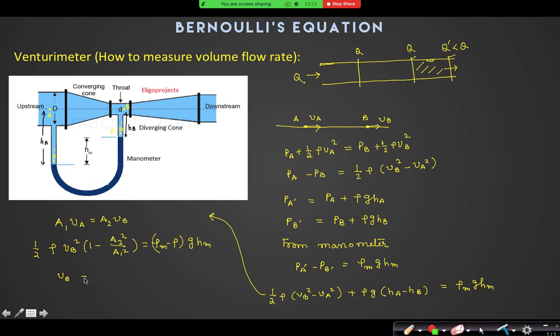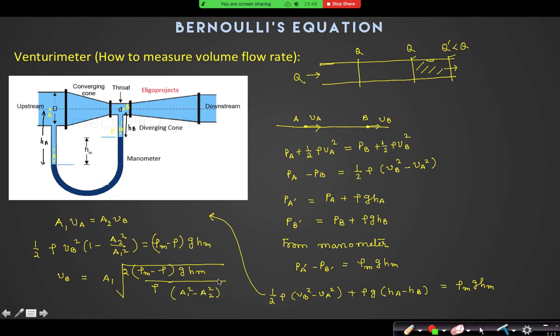So VB is equal to 2 rho mercury minus rho liquid divided by rho liquid, times GH mercury, and the whole thing divided by A1 square minus A2 square into A1 square, right? So A1 I will take outside here, A1 square. Okay, we were taking this one.